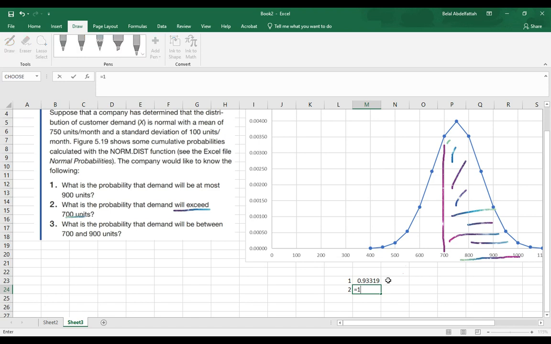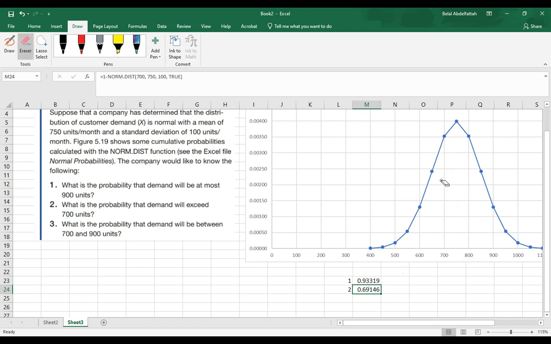So I'll hit 1 equal sign 1 minus norm.dist, enter x. In my case, it's going to be 700 still. Mean is 750. Standard deviation is 100. And I'll enter true. And this would be my probability. The probability that the demand will exceed more than 700 units is about 69.14%.